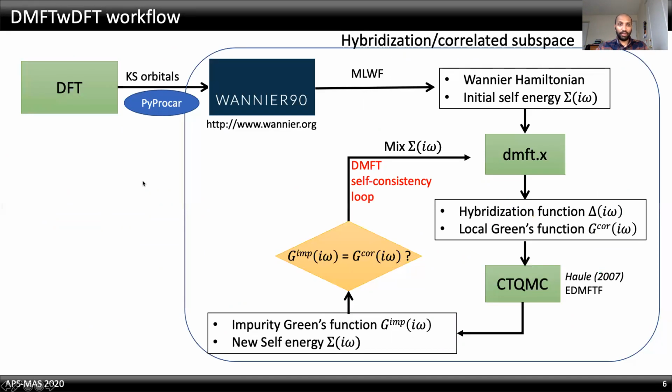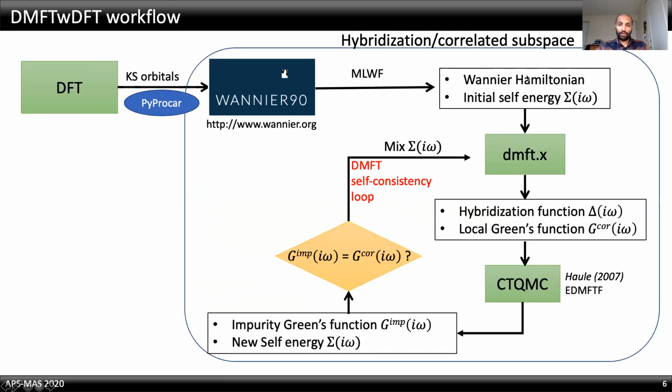Here I explain the workflow that happens under the hood. So once the DFT calculation is performed, we have the Kohn-Sham orbitals, and then we need to project those into a correlated subspace using Wannier90 to obtain the maximally localized Wannier functions. To find which orbitals are in the correlated subspace, you can use a code like PyProcar.